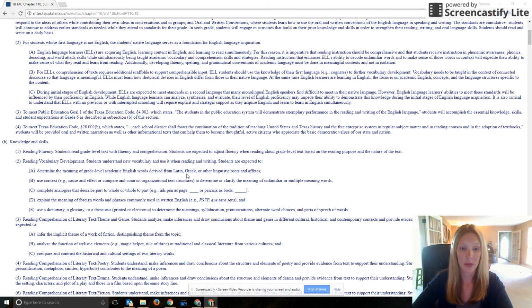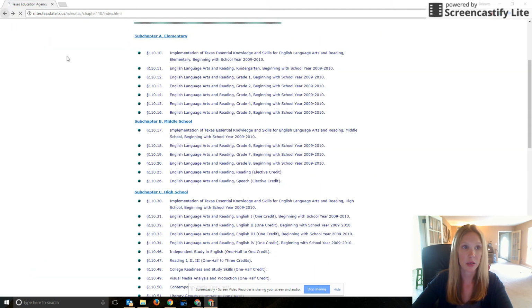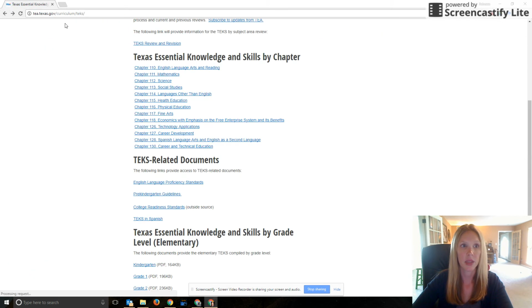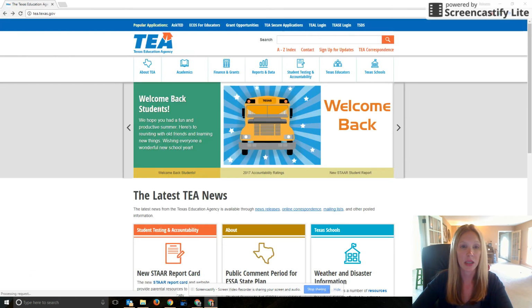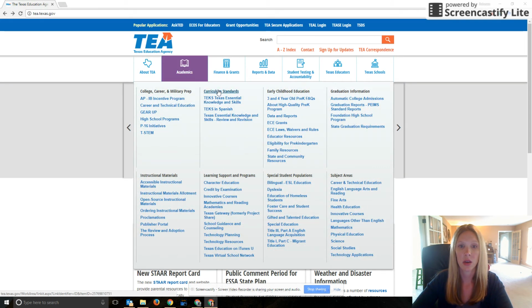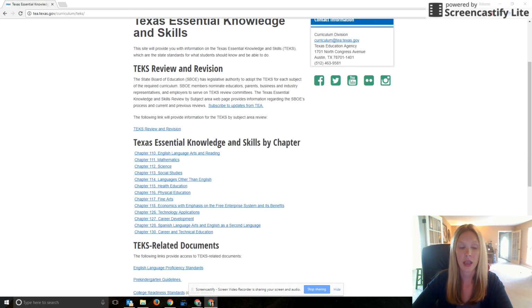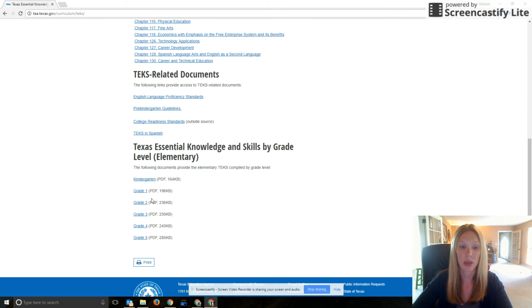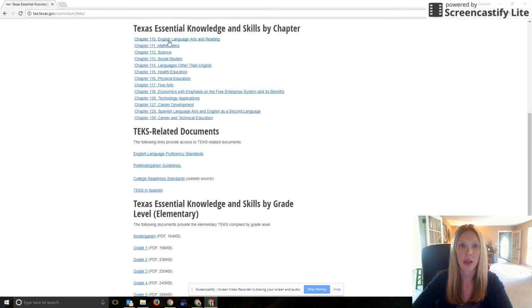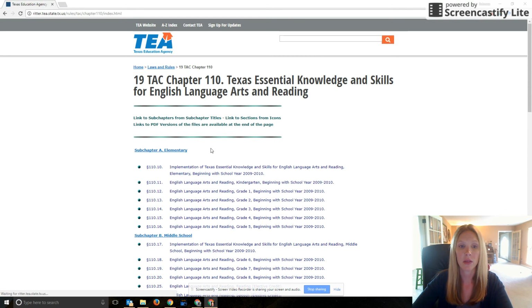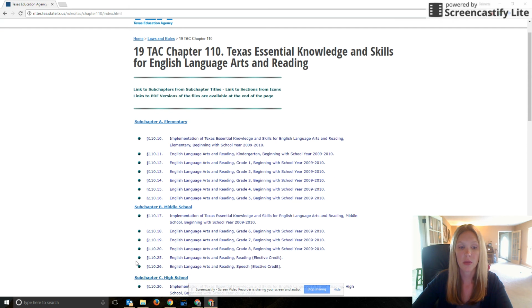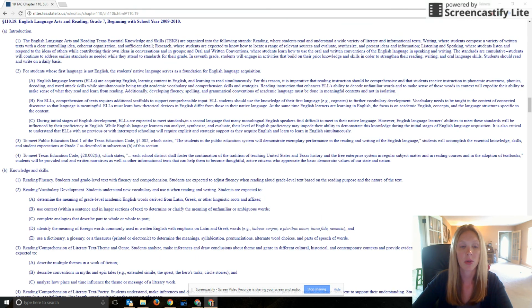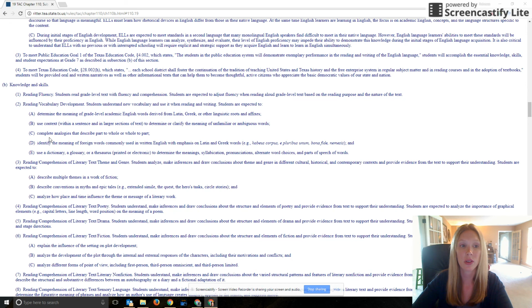Again, the way that we got here is we start with tea.texas.gov, go to academics, right under here for curriculum standards, I'm going to go to TEKS. Then you're going to choose your subject area, or if you want to work in elementary, you can get to it that way. You choose your area, choose your grade level, and you'll be able to find your TEKS starting under the letter B.